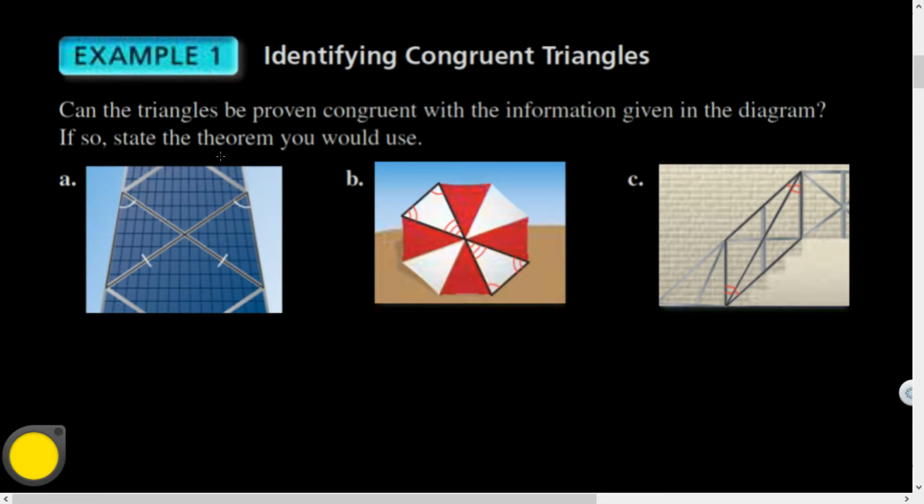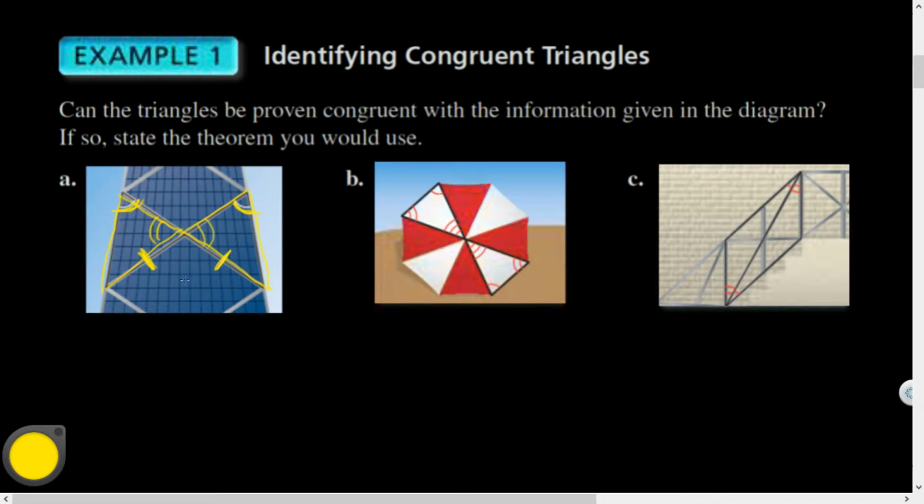Let's see. It says, can the triangles be proven congruent with the information in the diagram? It might be hard to see these triangles, but it's talking about these guys right there. I know that these two angles are congruent. I was told that these two sides are congruent. Now, I don't know about these sides. This building could somehow just get wider or something. I don't know what's happening. But what else could I prove?